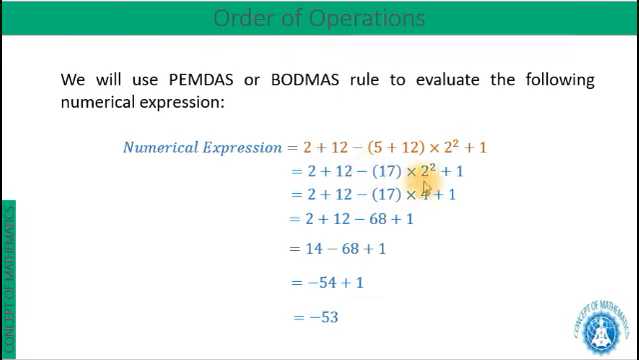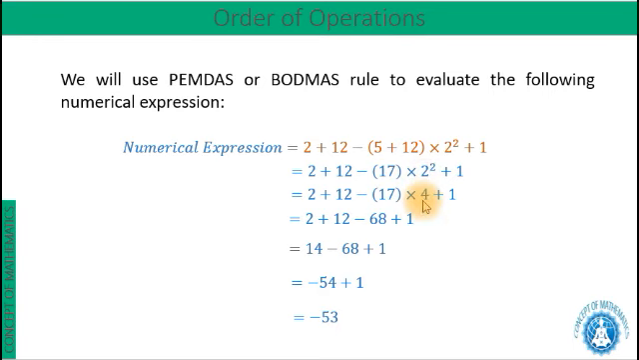Our second numerical expression is the sum of 2 and 12 less the quantity sum of 5 and 12 times 2 squared and positive 1. As per our rule, we first perform the operation under parentheses, that is the sum of 5 and 12, which turns out to be 17. Our second step will be to evaluate the exponent, that is 2 squared, which turns out to be 4.